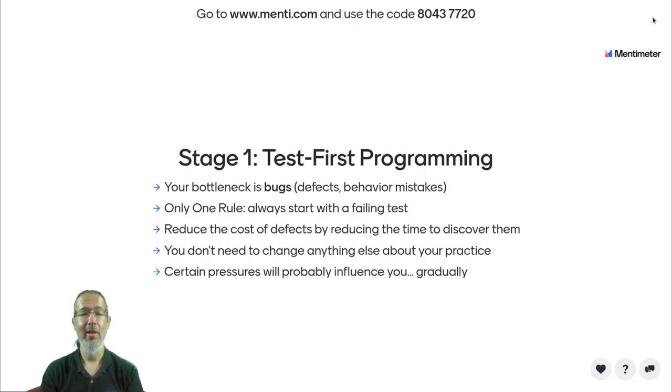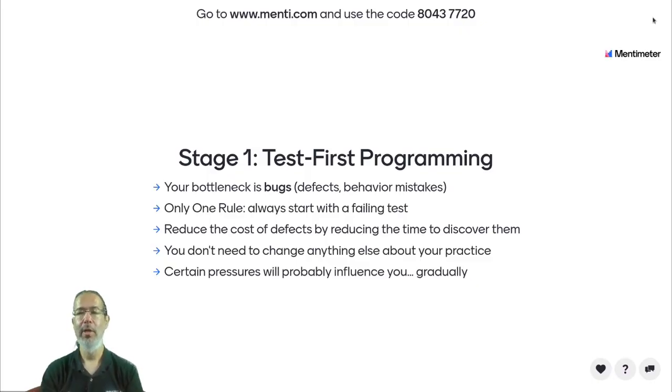And the objective here is to focus on reducing the cost of defects by controlling one key aspect of the cost of defects. And that's simply how long it takes you to notice them. If you notice your mistakes 10 seconds after you make them, those mistakes are a lot easier to fix than if you notice them a week later, or a month later, or a year later.